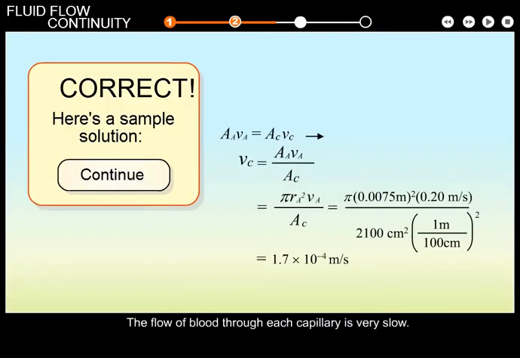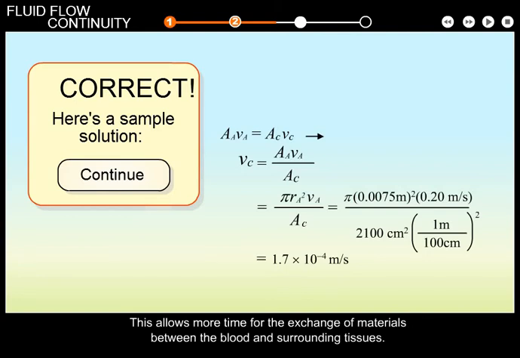The flow of blood through each capillary is very slow. This allows more time for the exchange of materials between the blood and the surrounding tissues.